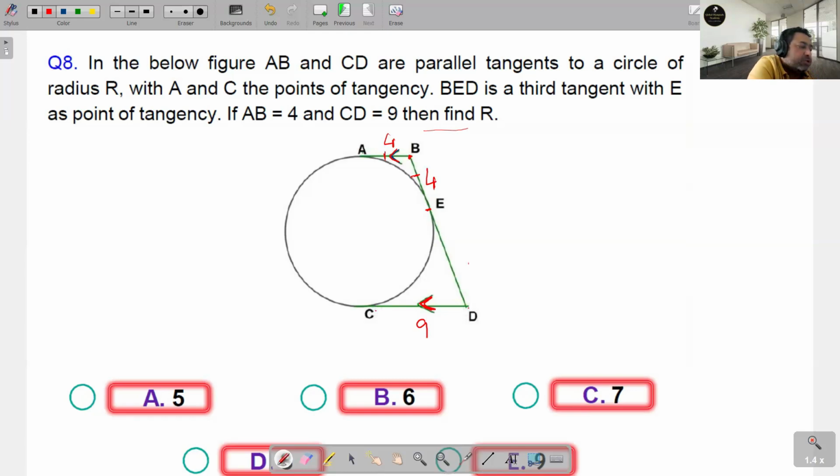So DE will also be 9. Therefore, the total length of BD will become 4 plus 9, which is 13. All right. Now, let's understand: when there are two points of tangency and the tangents are parallel, when you join AC, it is going to pass through the center.